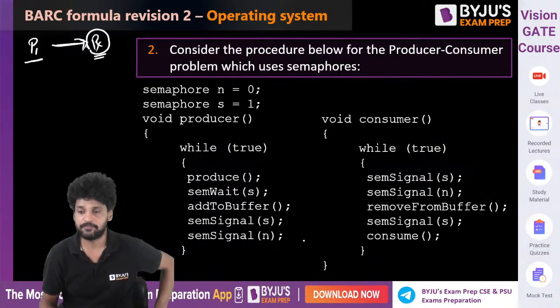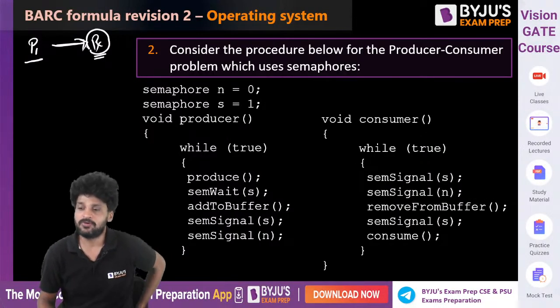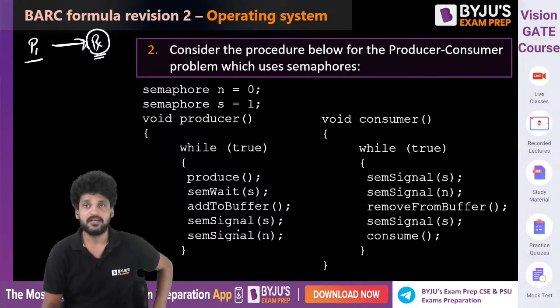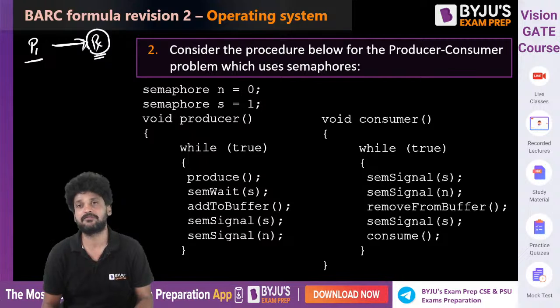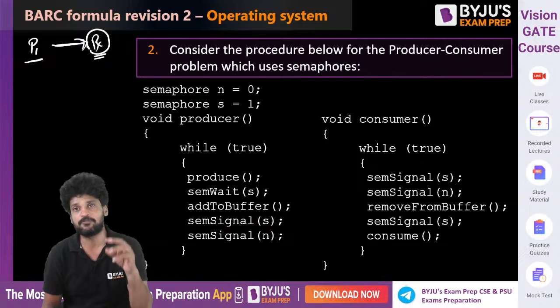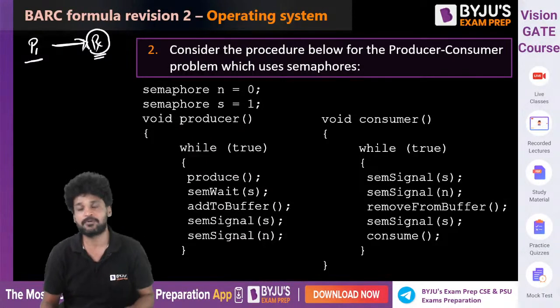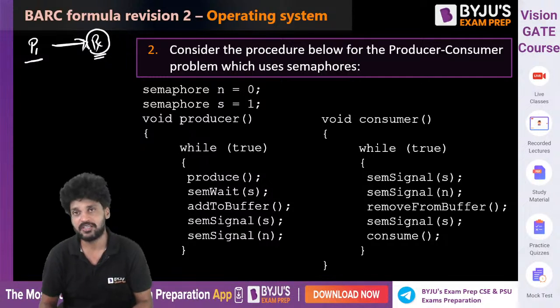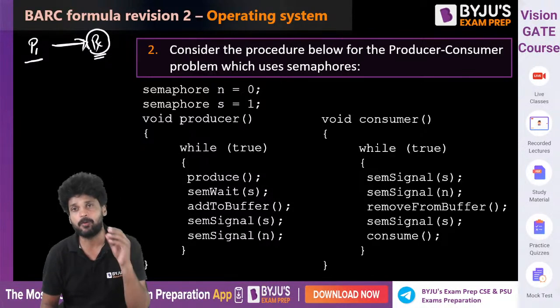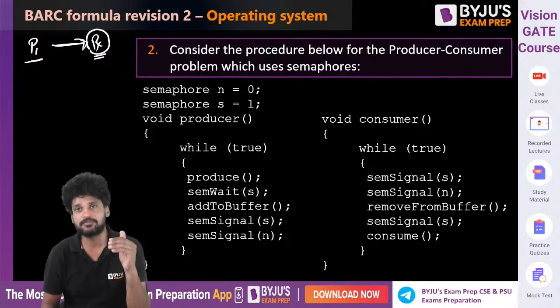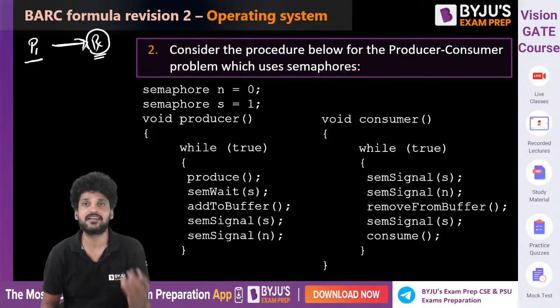Let me go to the next one. Consider the procedure below for the producer consumer problem which uses semaphores. Okay, so you might already know the semaphore. Yesterday also we discussed semaphores. When a semaphore S is being used, there can be two operations performed on the semaphore. Semaphores are primarily used to protect the critical section, to protect the shared access to the resources. When you perform a wait operation on a semaphore, it will get decremented. If you perform a signal operation on a semaphore, it will get incremented.